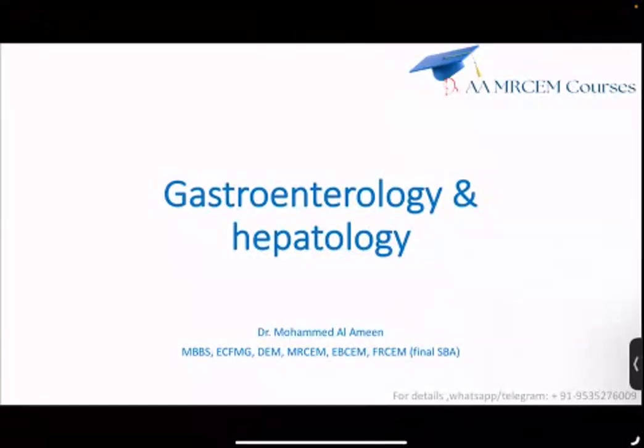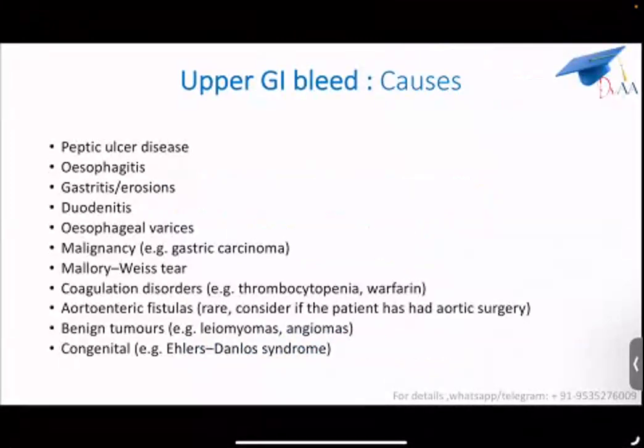Welcome everyone to the class on gastroenterology. We'll be discussing gastroenterology and also hepatology. We'll be discussing the gallbladder and the hepatic tree along with gastroenterology.